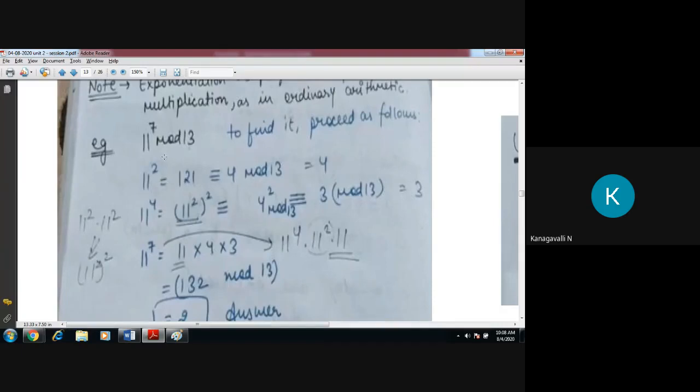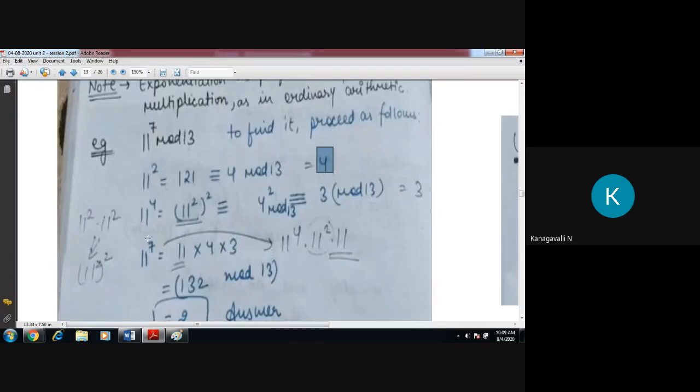11 square. So I'm splitting my power. So 11 square here, 121 mod 13, my answer is 4. The same thing here, I'm writing with the help of my previous statement. So I'm writing again 11 square, the whole square. So I'm taking the previous result, 11 square mod 13, I'm getting the value as 4. Then 4 square mod 13, right? It is congruent to 3.